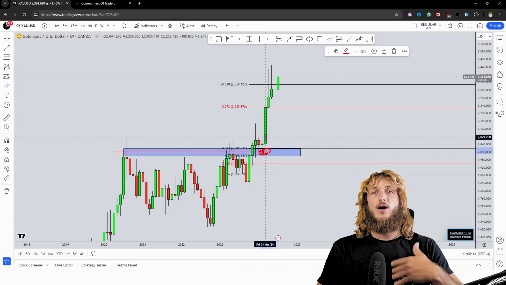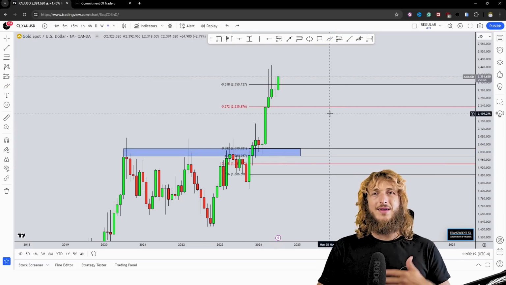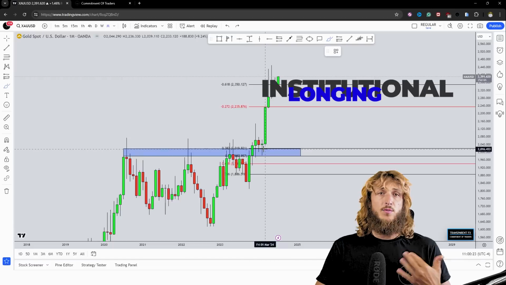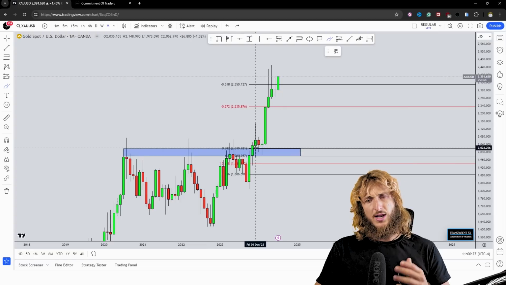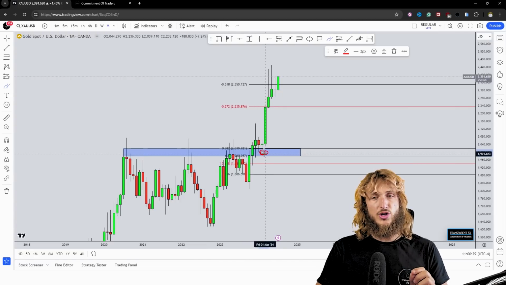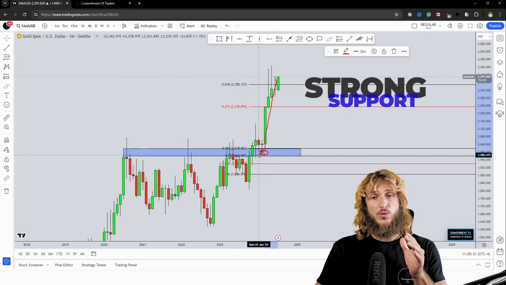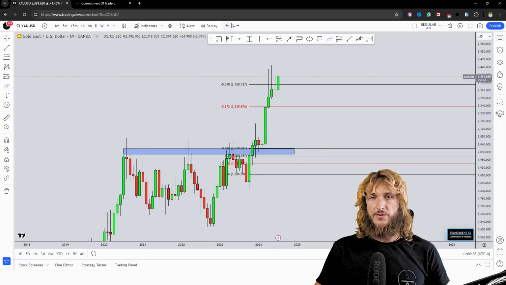And that means that you have a confluence of support. And inside of a confluence of support area, you have an increased probability of getting institutional longing. And we will be speaking about institutional longing later on during the analysis. But for now, let's keep in mind that the market is rejecting to the upside a confluence of support zone with good probabilities that we did see institutional buying inside of that confluence area.